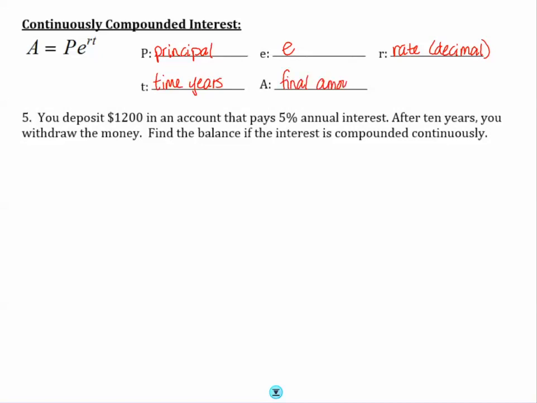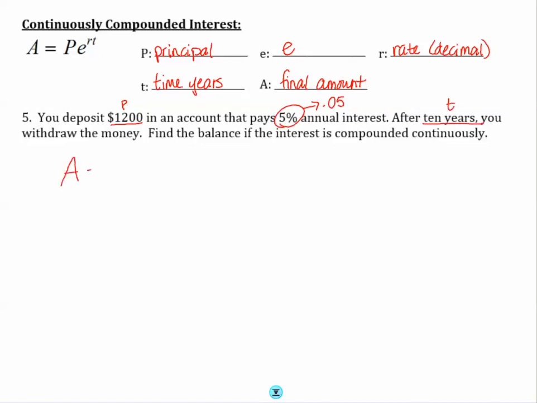If you deposit $1,200 into an account that pays 5% annual interest. After 10 years, you withdraw the money. Find the balance if the interest is compounded continuously. So $1,200 is your principal. It says 5%, so that means R is 0.05, and you're looking at 10 years.